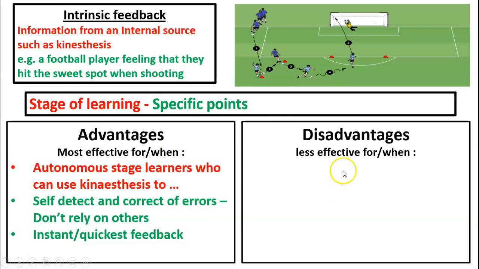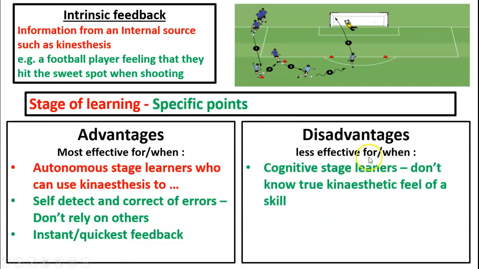Okay, now the disadvantages of intrinsic feedback. Now we should be able to work this out now. It is not effective for the cognitive stage learners. Okay, because they don't know the true kinesthetic feel of a skill. Now, you don't have to write this, but you will know from what you know about cognitive stages, they rely on extrinsic feedback. Why? Intrinsic feedback is not effective for cognitive stage learners because they don't have the kinesthesis, they don't have the feeling. And on top of that, even if they do think they feel something, it might not be accurate.